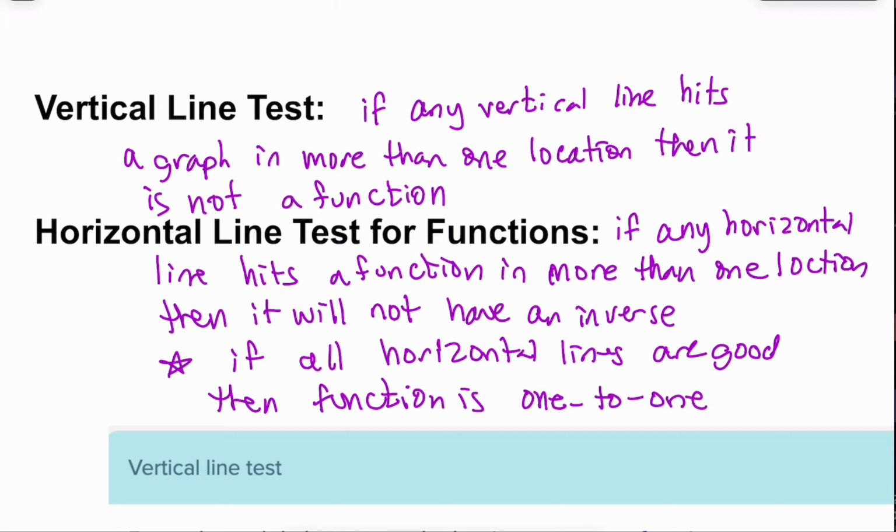Let me read that again. If any horizontal line hits a function in more than one location, then it will not have an inverse. If all horizontal lines are good, then the function is 1-to-1, and it would have an inverse.